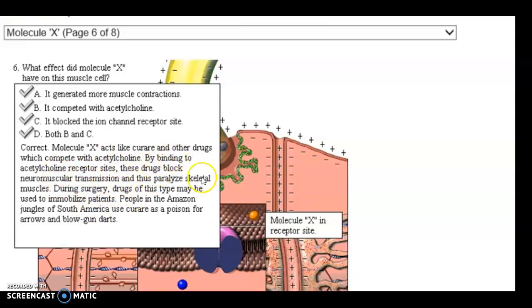So again, an understanding of this helps us have a much better understanding of what different types of drugs are doing at the cellular and subcellular levels.